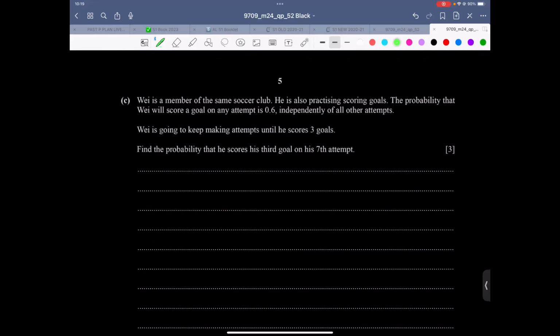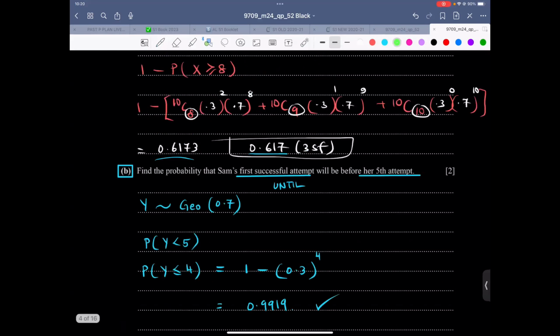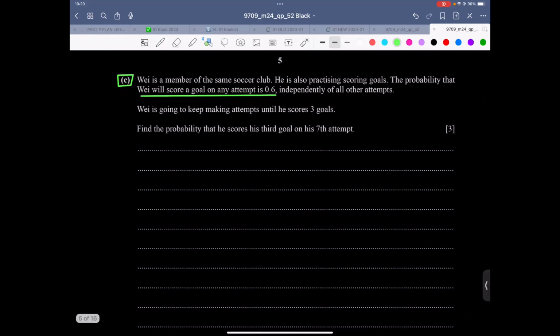The third part. Now it says V is a member of a soccer club, and he's also practicing scoring goals. So it's a different person now. The probability that V will score a goal on any attempt is 0.6. So it's not the same person as before. Sam was the first person and V is a different person. Again, independence, that is given. V is going to keep making attempts until he scores 3 goals. Find the probability he scores his 3rd goal on his 7th attempt.